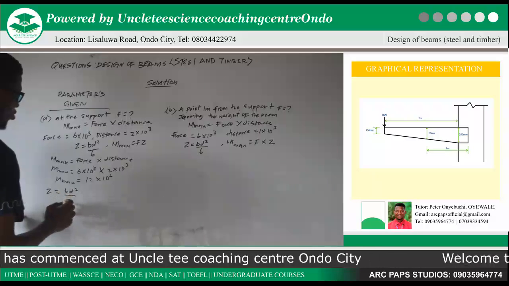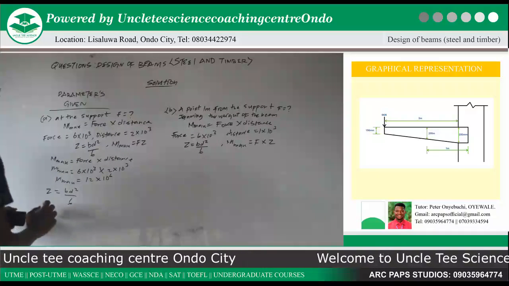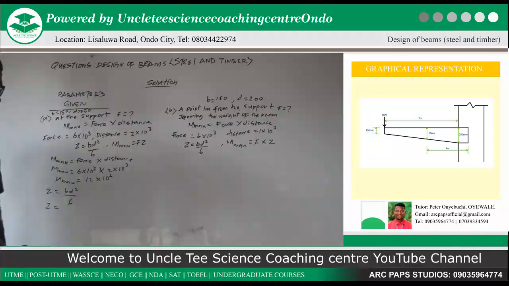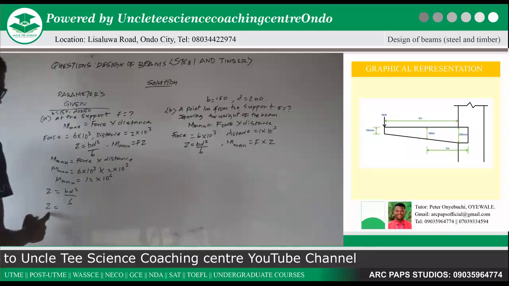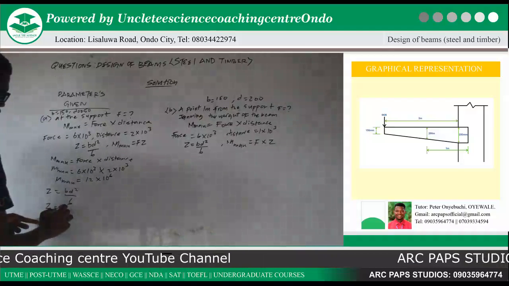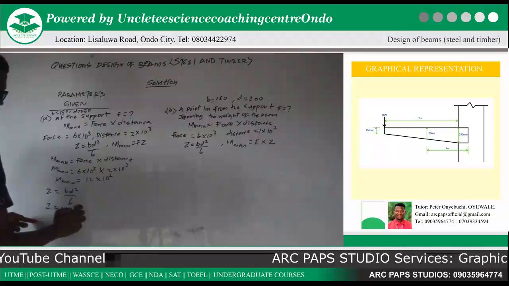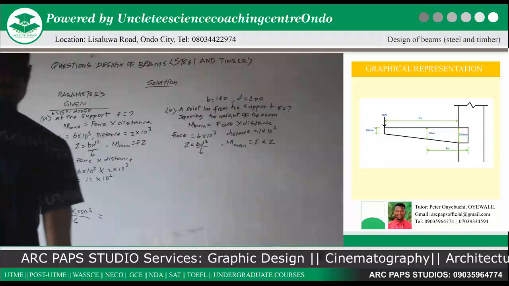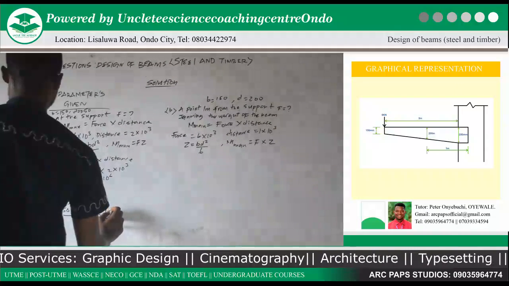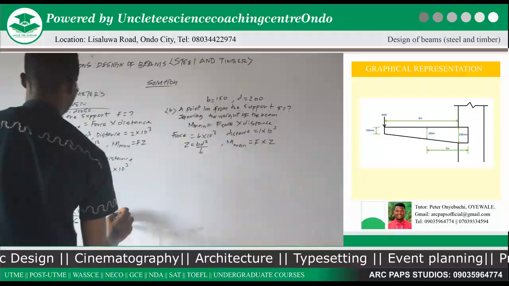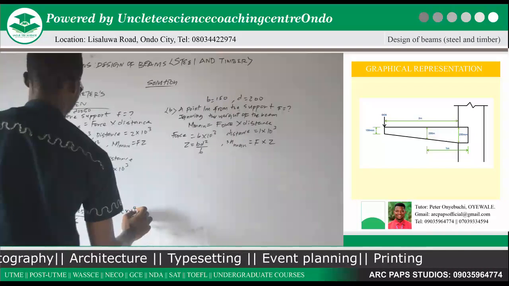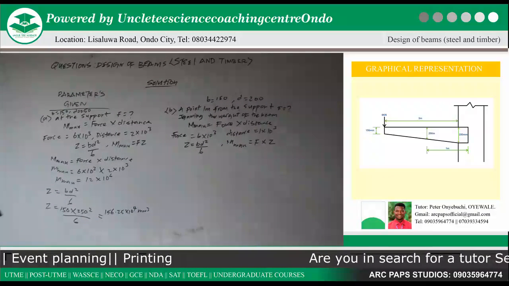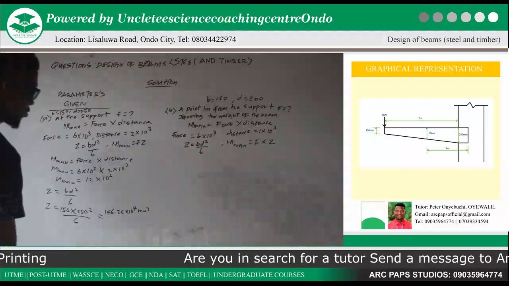Now our Z is given by b d squared over 6. So our Z will now give us our b, which is 150, times our d, which is 250 squared, divided by 6. Now using your calculator, our Z will give us 156.25 times 10 raised to the power 4 millimeter cubed.